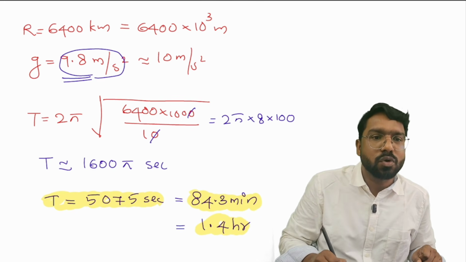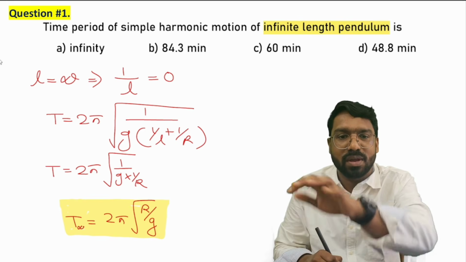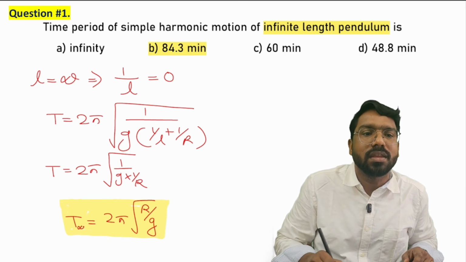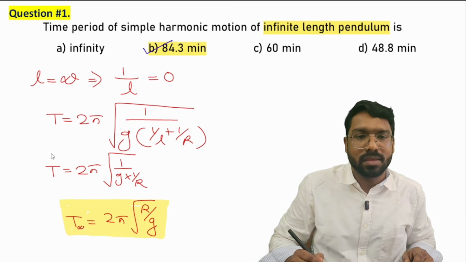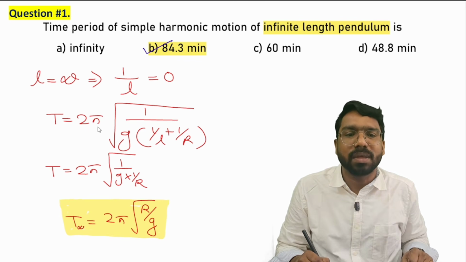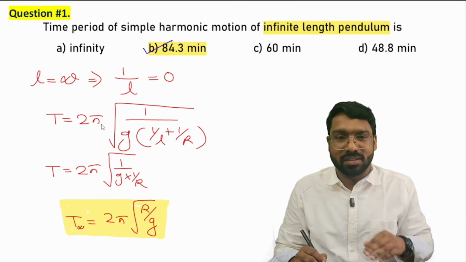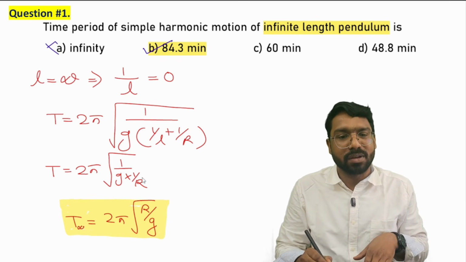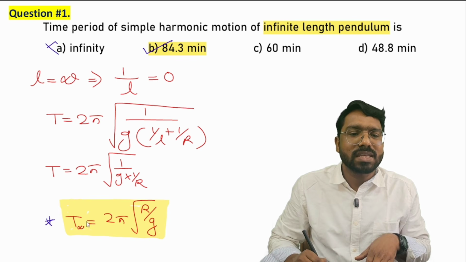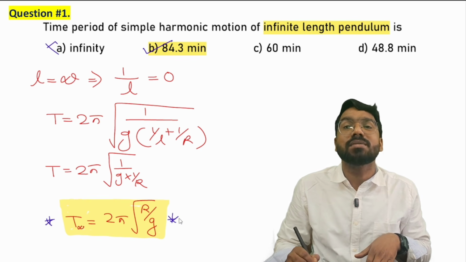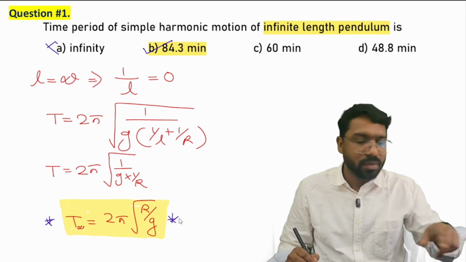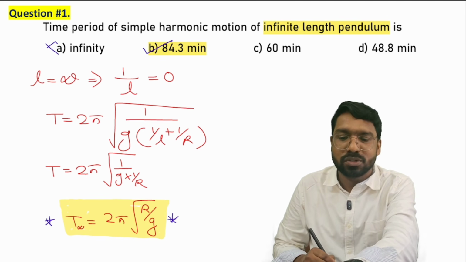Okay, so what will be the result or answer? Answer is option B, 84.3 minutes. This is the time period of infinite length pendulum, whose time period is not infinity, right? Okay, it is 84.3, or you can see the equation also: T equal to 2 pi root r by g, which some exams ask for as the result. Okay, now we can go to next question.